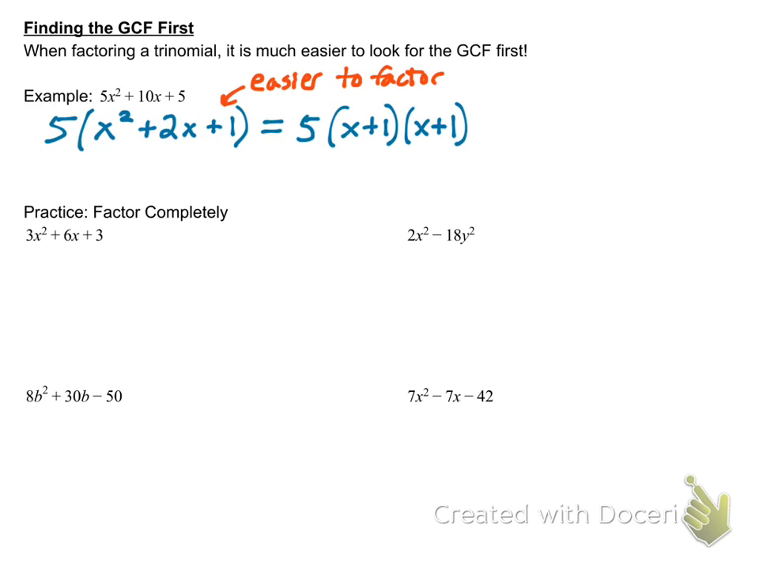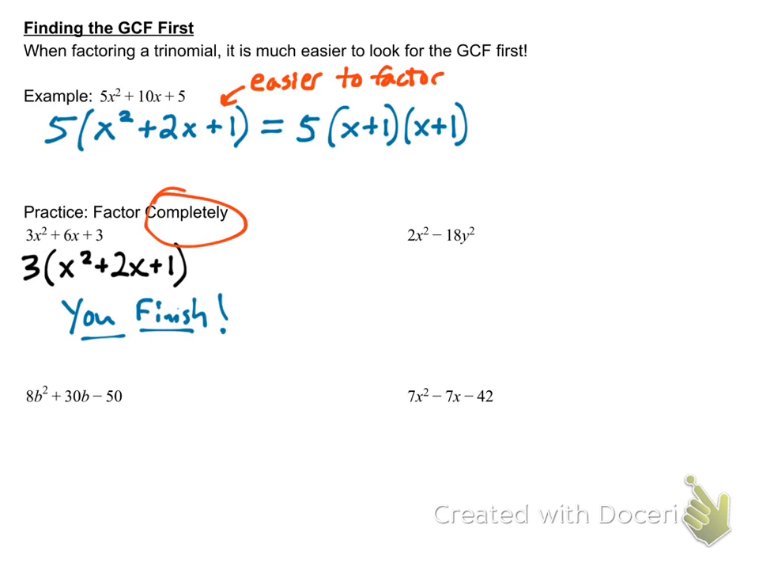Let's try some of those down here. With 3x squared plus 6x plus 3, I'm going to notice I can pull out a 3 and I get, well, the same trinomial, so I'll leave it to you to finish the problem. You do need to factor it completely, so we're not done yet, but I'll let you do that part.